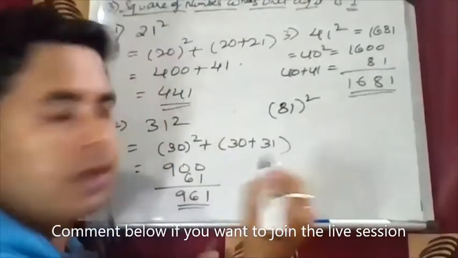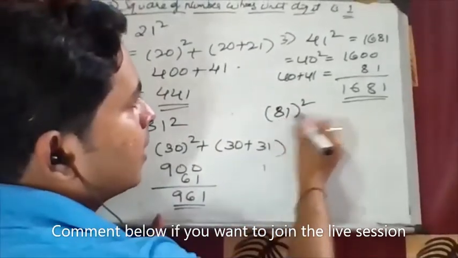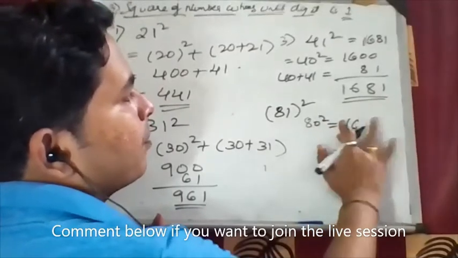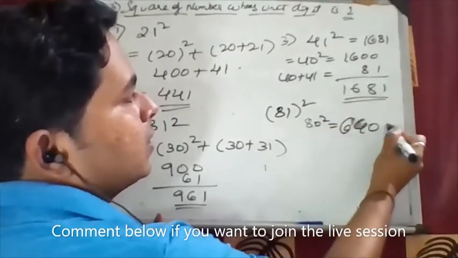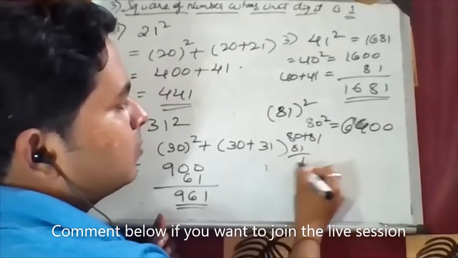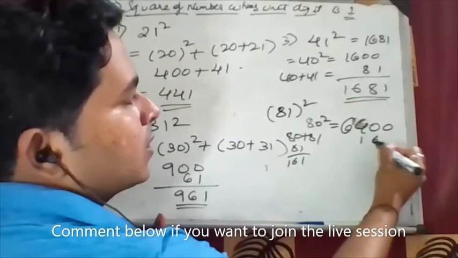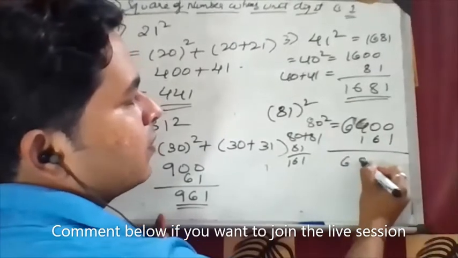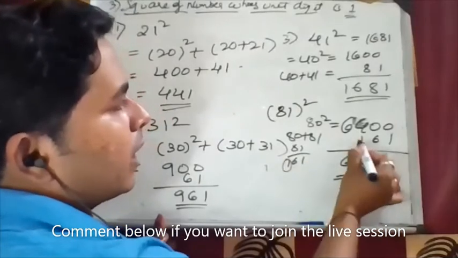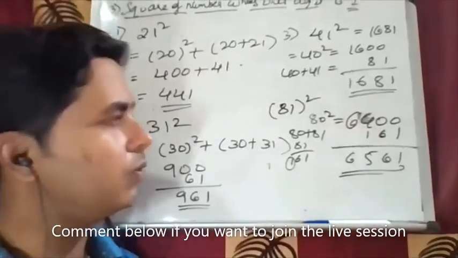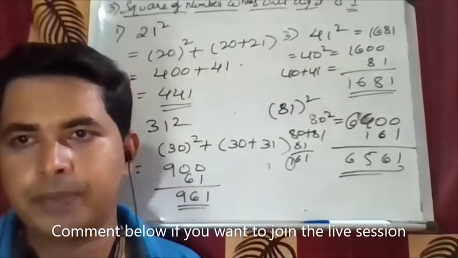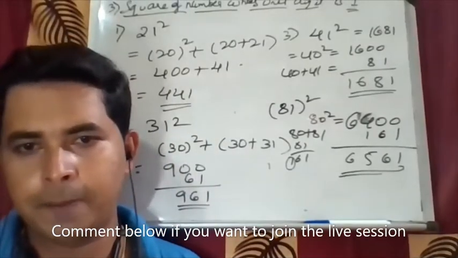So here, what is the base number? 80. So 80 square is 6400, and 80 plus 81 is 161. So here 6561. If the unit digit is 1, it will be added with no carry, direct addition only. 6561 is the answer.